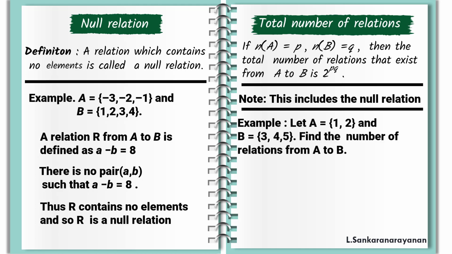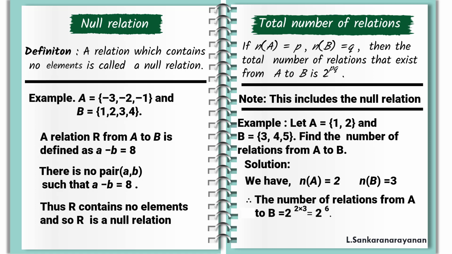Let A equal to {1, 2}, B equal to {3, 4, 5}. Find the number of relations from A to B. Solution: we have n(A) equal to 2. A has 2 elements and n(B) equal to 3. B has 3 elements. So, the number of relations from A to B equal to 2 power 2 into 3, that is equal to 2 power 6. Okay? You may wonder why these two concepts are so important. These two concepts play a vital role in solving the frequently asked multiple choice questions. Let us see them.